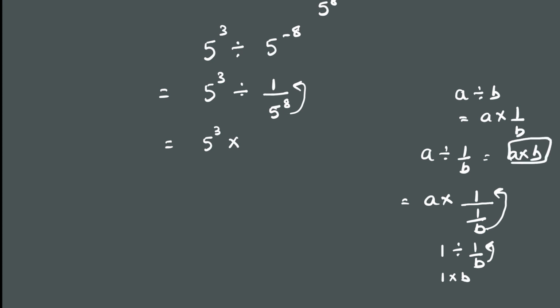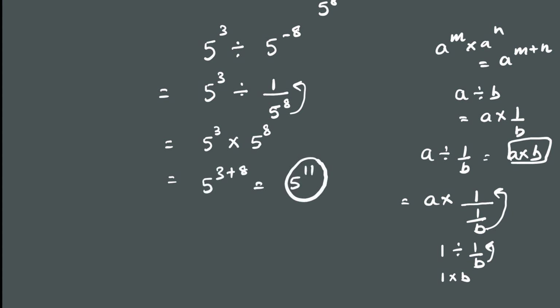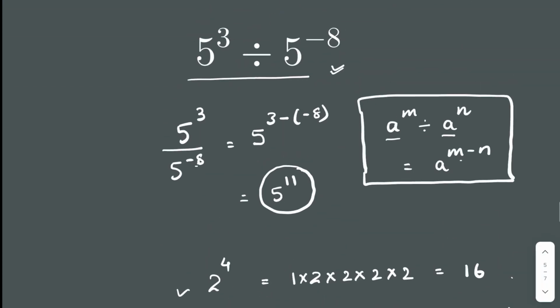So here also 5 raised to the power 3 multiplied by 5 raised to the power 8. Now we know a to the power m multiplied by a to the power n is equal to a to the power m plus n. So you can now add the powers. So this is the explanation for the question, and this is the simple solution.